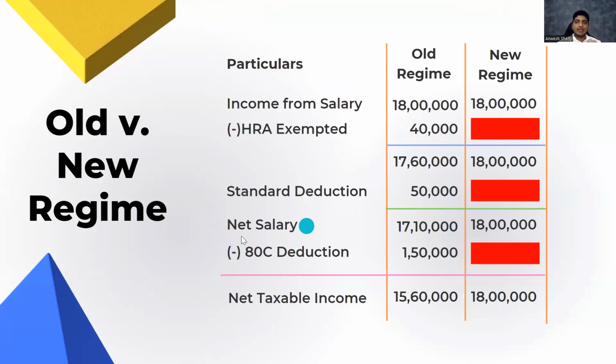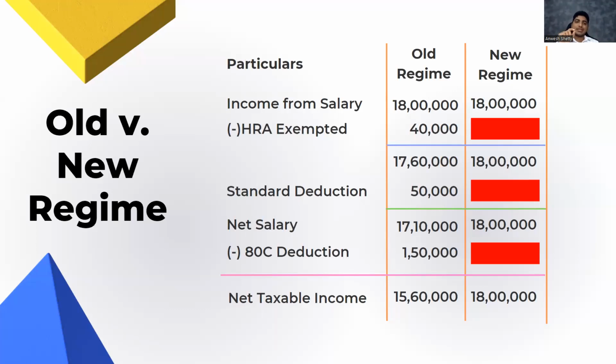Now, in the old scheme, the government would give you certain exemptions. Government would permit certain standard deductions as well as 80C, 80D, 80G, all those deductions. But when I'm talking about the new regime, there are no exemptions that are permitted. There is no standard deduction. There is no 80C deduction that you get. Now again, the new regime is under section 115BAC.